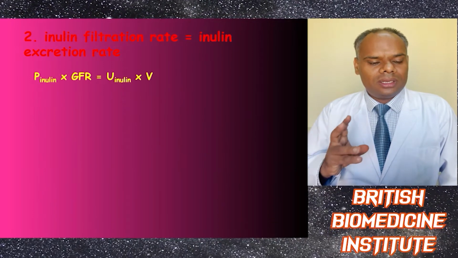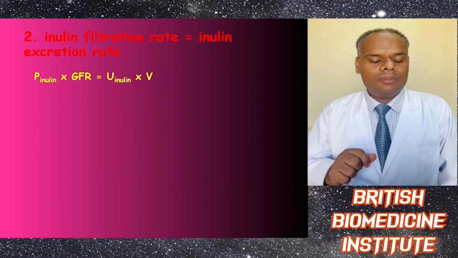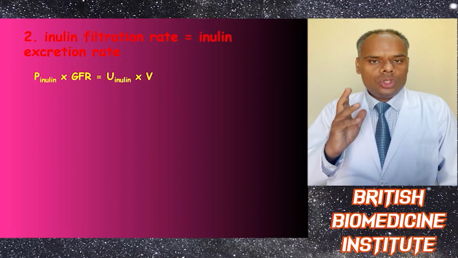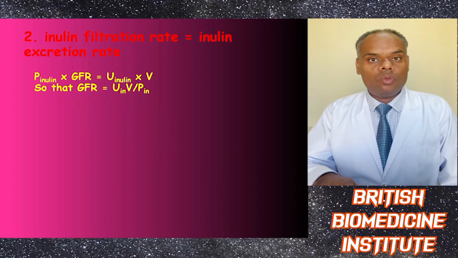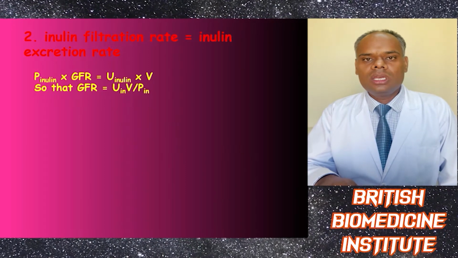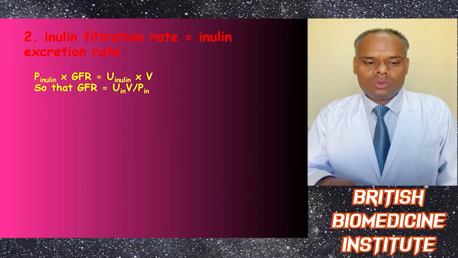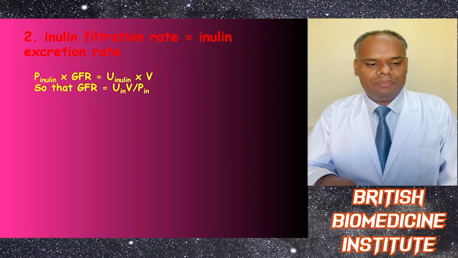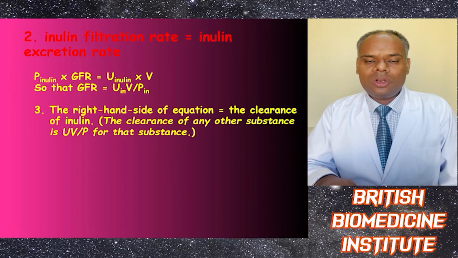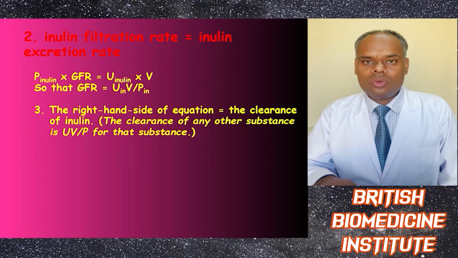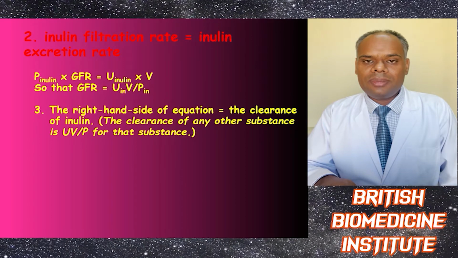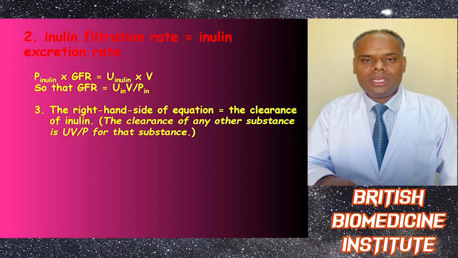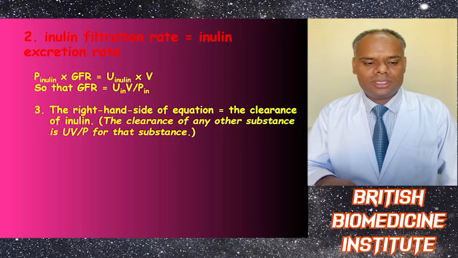So it will be analyzed with the help of P inulin multiplied by GFR, which equals U inulin multiplied by V. So the GFR will be equal to U inulin V divided by P inulin. The right-hand side of the equation is equal to the clearance of inulin. Basically, the clearance of any other substance is UV divided by P for that substance.